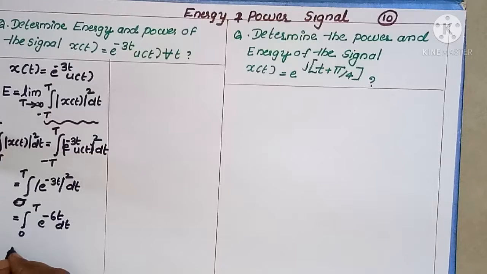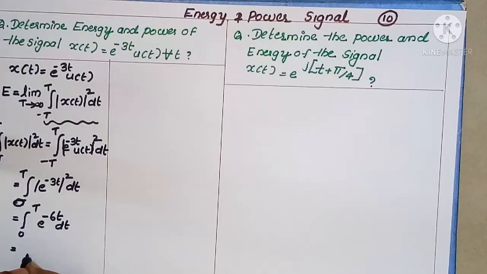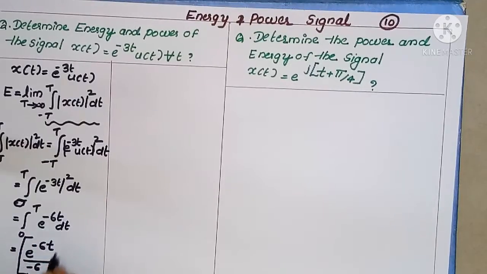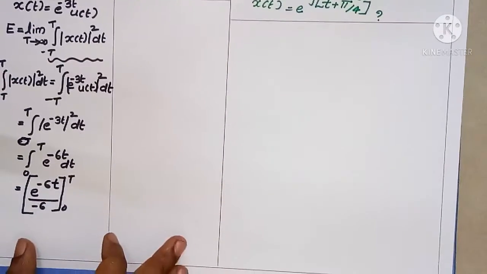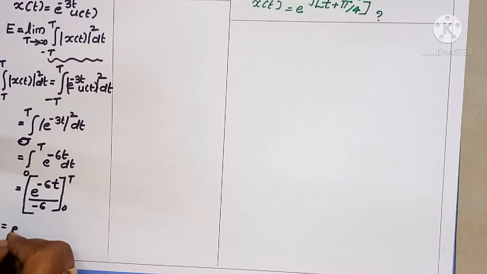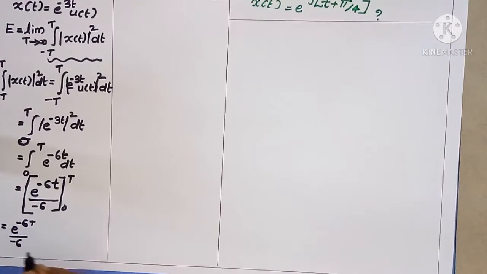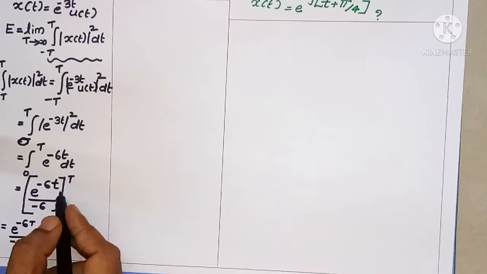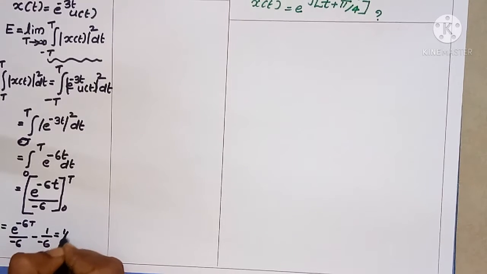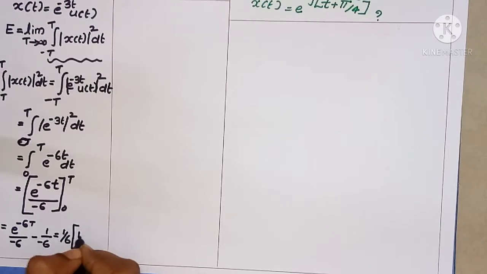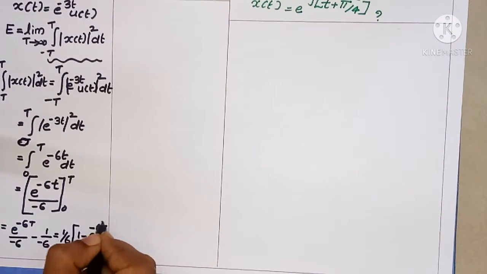Take the integral: the integral of e raised to minus 6t can be written as e raised to minus 6t by minus 6. Apply the limit 0 to t. It should be equal to, applying the upper limit, e raised to minus 6t by minus 6 minus e raised to 0. E raised to 0 becomes 1, so 1 by minus 6. It can be written as 1 by 6 into 1 minus e raised to minus 6t.